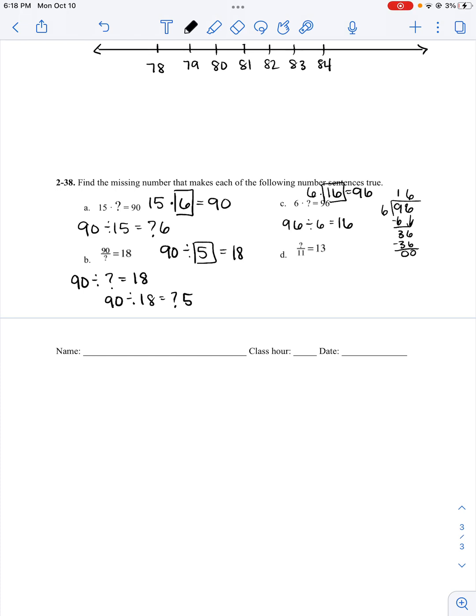And part D, a number divided by 11 equals 13. So if I multiply 13 times 11, I will get my number. And I can use my standard algorithm to help me multiply. So 2 times 3 is 6. 2 times 1 is 2. Put my place value in. 1 times 3 is 3. 1 times 1 is 1. And I add them together. 6 plus 0 is 6. 2 plus 3 is 5. And 1 plus 0 is 1. So 143 divided by 11 is 13.